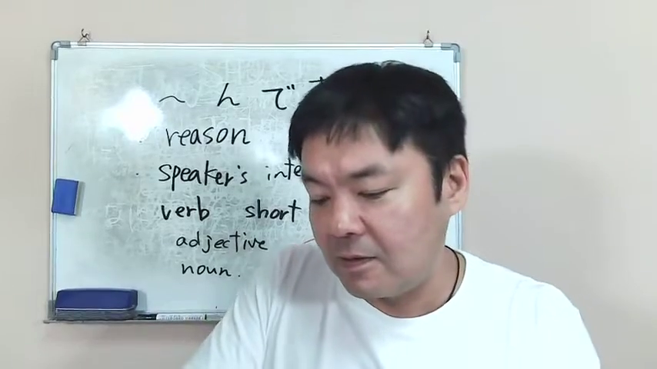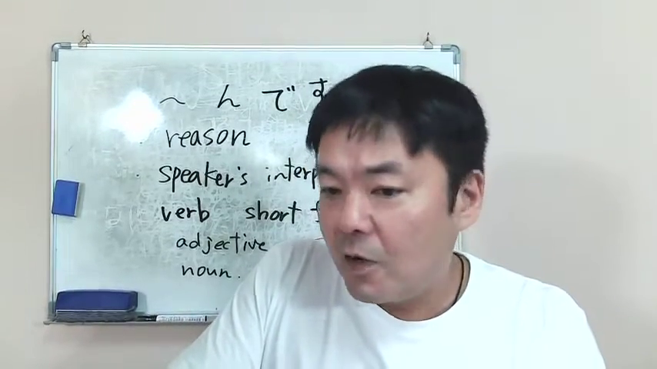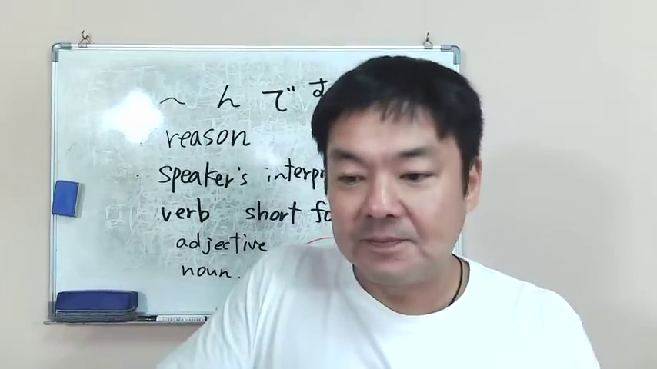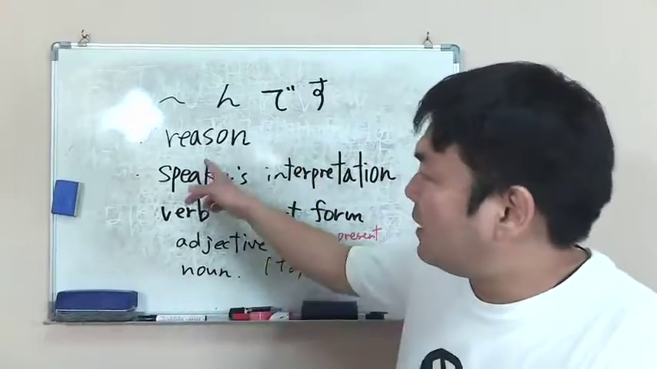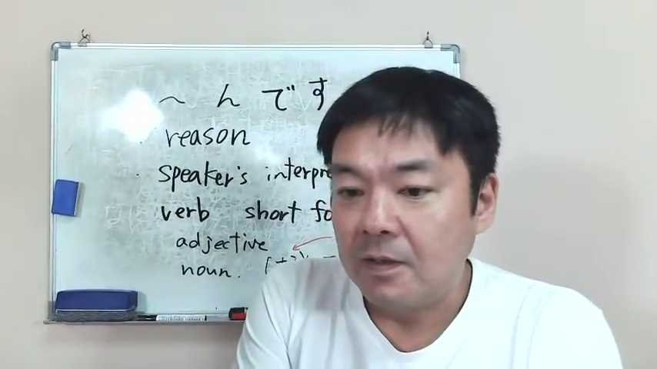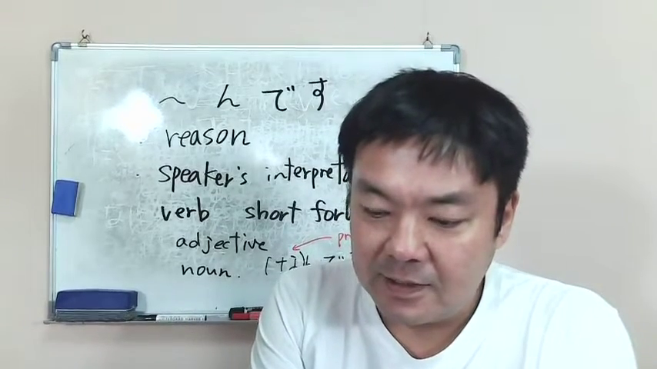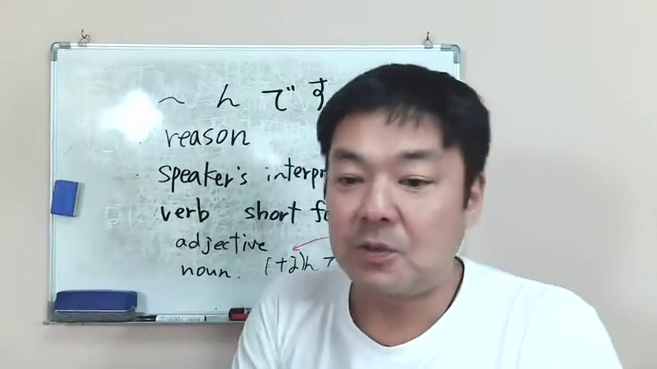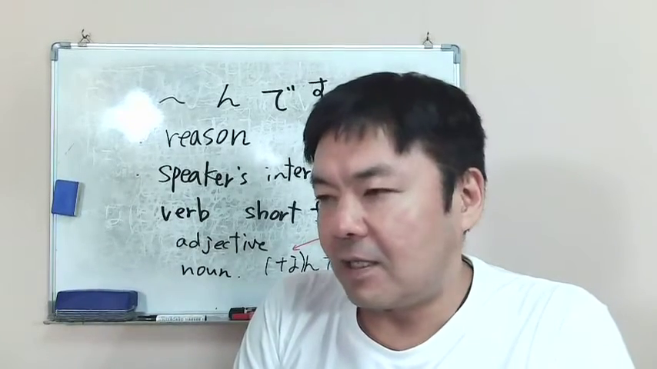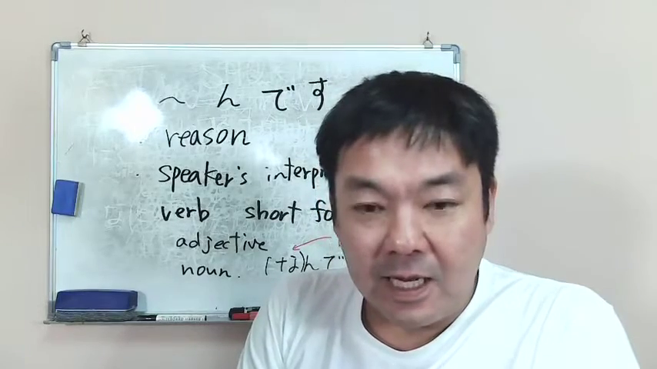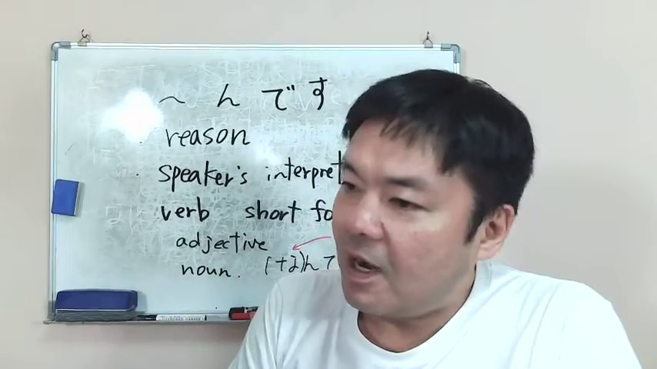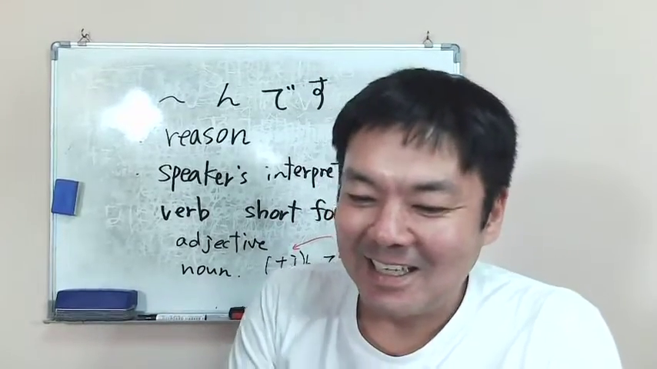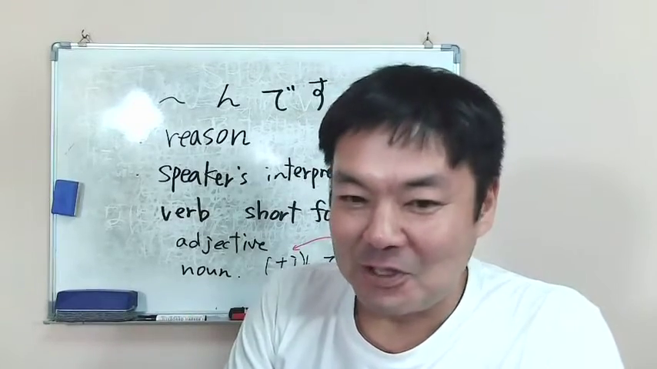If you put んです, 来なかったんです, it means the reason. Okay, Johnson, thank you for your comment. 昨日パーティーが楽しくなかったんです。If you say 昨日パーティーが楽しくなかったんです, I can imagine another situation. So maybe you are a little bit bored today.